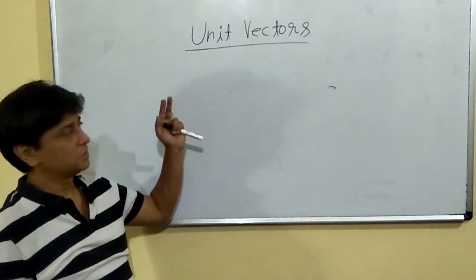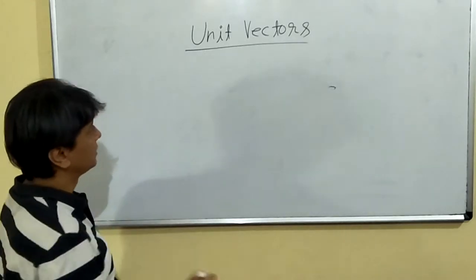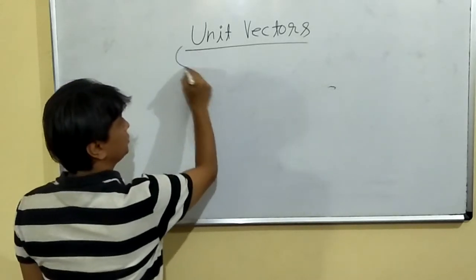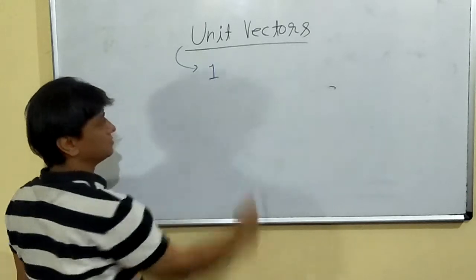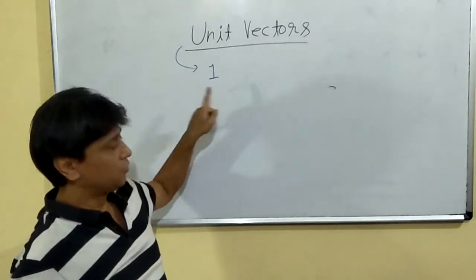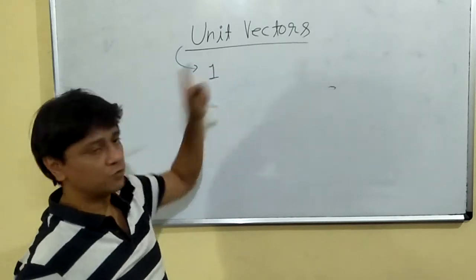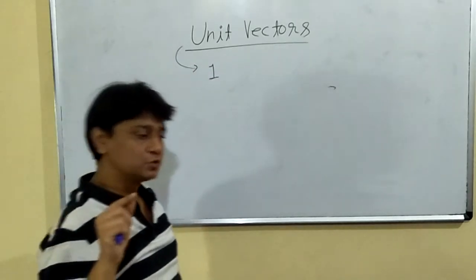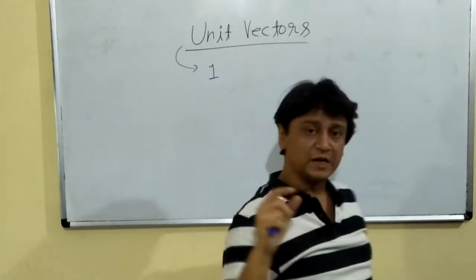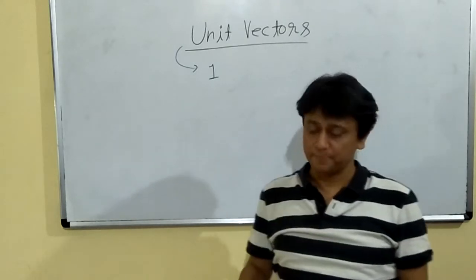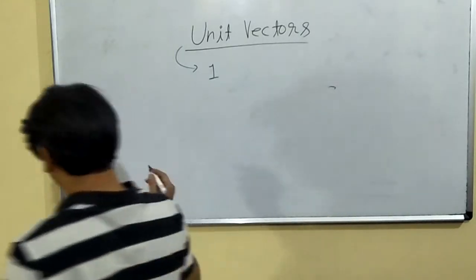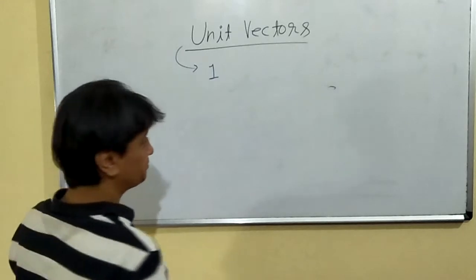Let's discuss unit vectors. Unit means 1. A vector whose magnitude is 1 is called a unit vector. It is used for giving direction to a vector quantity. And how do we give it a directional sense?